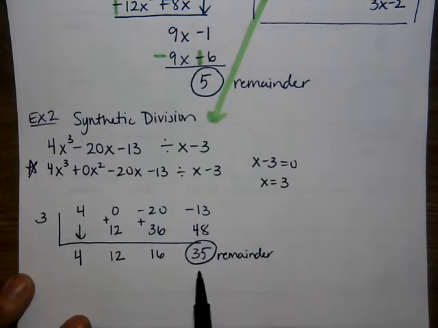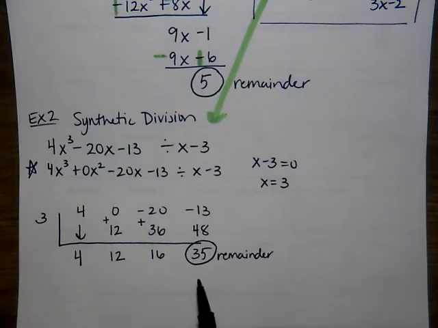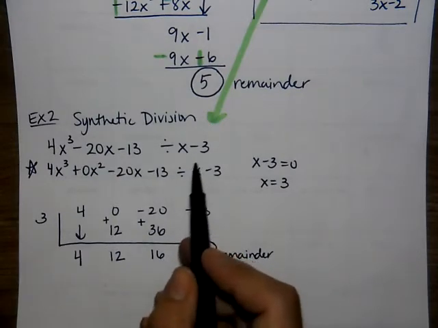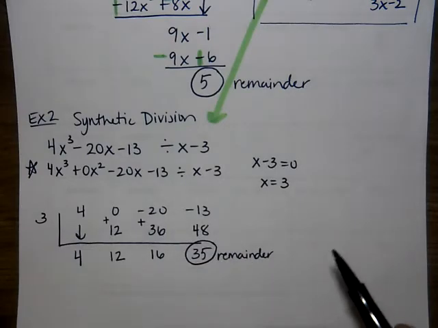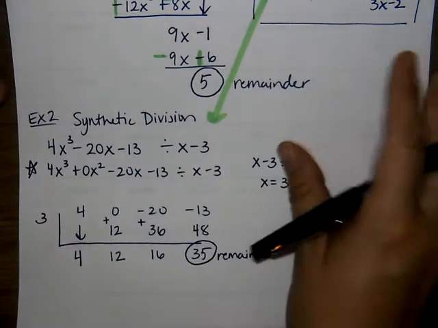If your remainder is 0, what does that mean? Do you remember? There is no remainder, and this is a 0 of the polynomial. It's a factor of it. Okay, so let's do this again. You write it down this time with me.